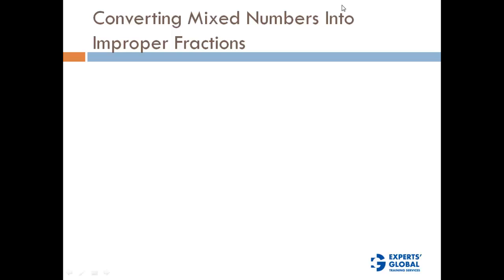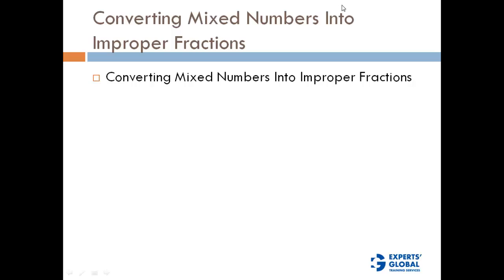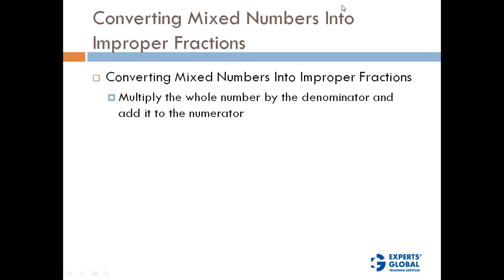Let's also now look at converting mixed numbers into improper fractions. We just saw how to convert an improper fraction into a mixed number, and now we'll see the other way around, mixed numbers into improper fractions. So what we do is multiply the whole number by the denominator and add it to the numerator. Right? We just saw this on the last slide.